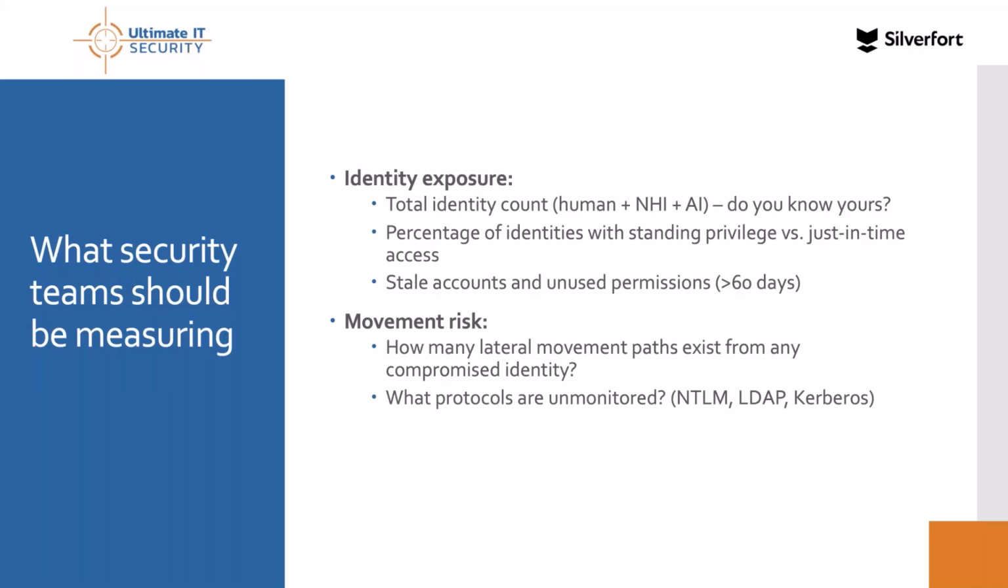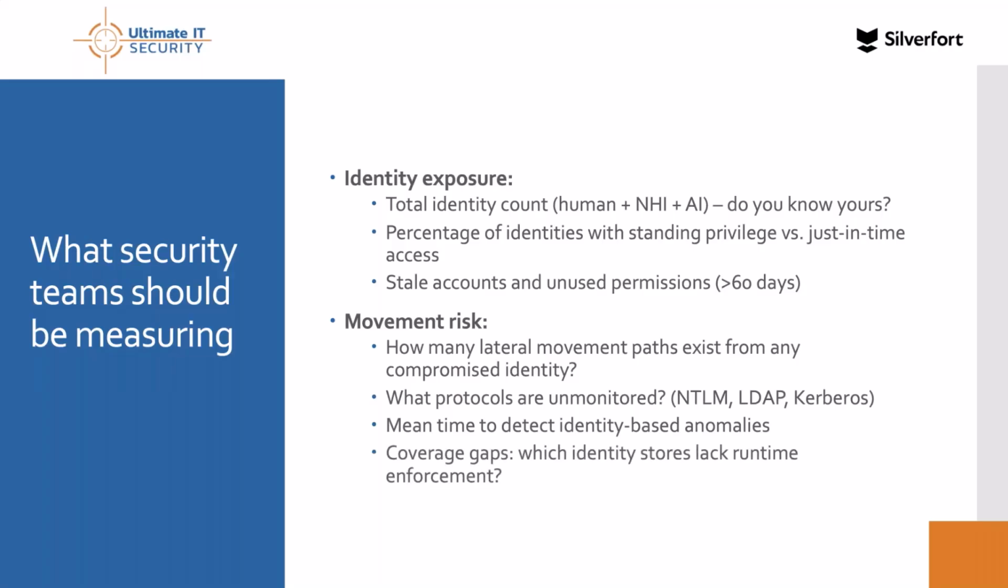Then, are there any unmonitored protocols that exist? What's your mean time to detection? So you're thinking about any kind of identity-based anomaly here, and that has to do with solutions you may or may not have in place today. And then, are there any coverage gaps? We're thinking about the ability to have enforcement on identity stores, whether that's removing permissions, disabling an account, anything that ties the detection back to the fact that you can also have enforcement, whether it's response, or proactively maybe enforcement of policy across the board.